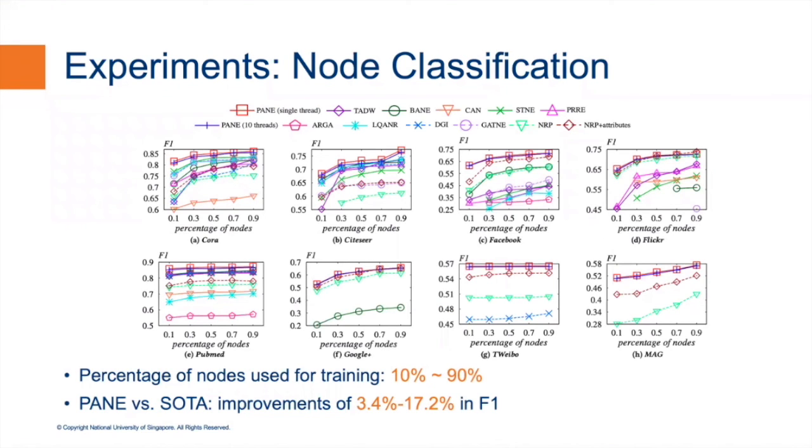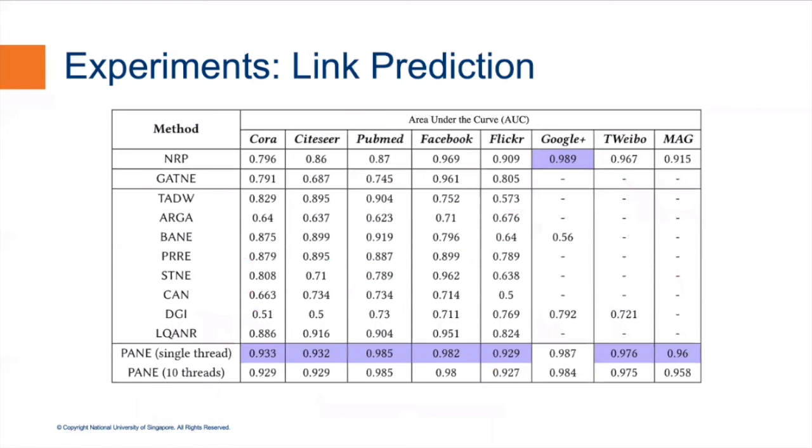Here are the results for the node classification tasks performed using the embeddings generated by each method. The x-axis of these figures represents the percentages of nodes used for training. The y-axis represents the F1 scores. Overall, the F1 score of our solution is higher than the state-of-the-art by 3.4% to 17.2%. Here are the results for the link prediction tasks. The table here shows the performance of each method for link prediction, measured by the area under the curve, or AUC for short. The AUC of our solution is 0.9% to 6.6% higher than the state-of-the-art in almost all cases.